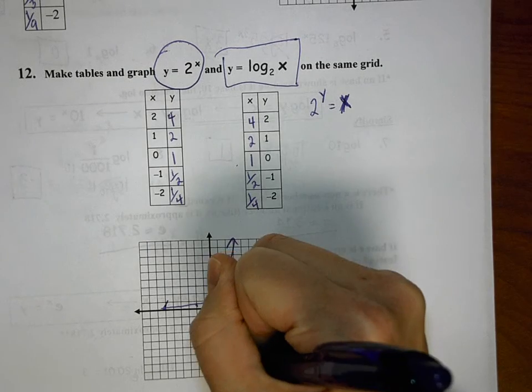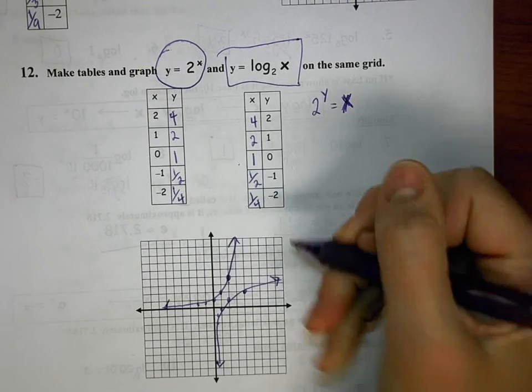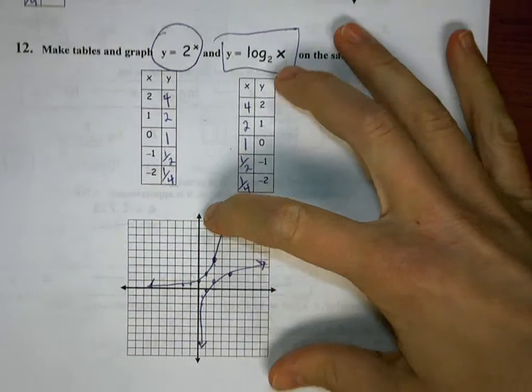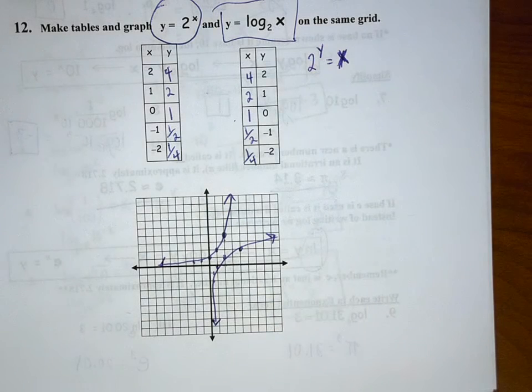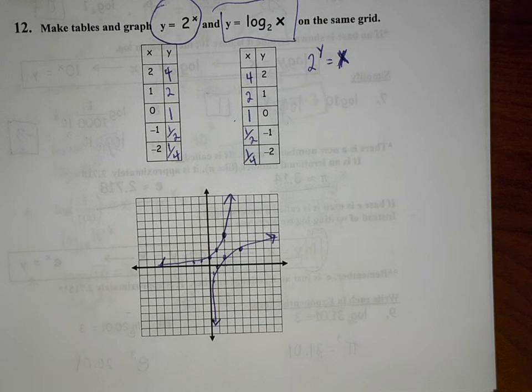So basically, does anybody know what these are in math terms? No. They're a reflection of each other. Okay? That's a geometry thing, kind of.